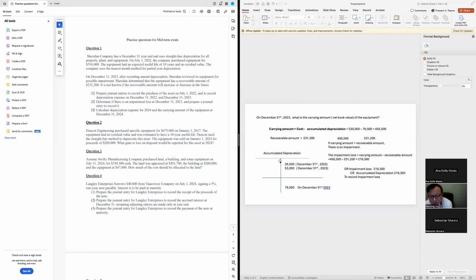Yes, so you credit accumulated depreciation. When you credit the cumulative depreciation, this second term is increasing, and the carrying amount is the difference between cost and the cumulative depreciation. So by increasing cumulative depreciation, your carrying amount is decreased. You want the decrease to make it equal to the recoverable amount. Okay, so let's move on to the next one.